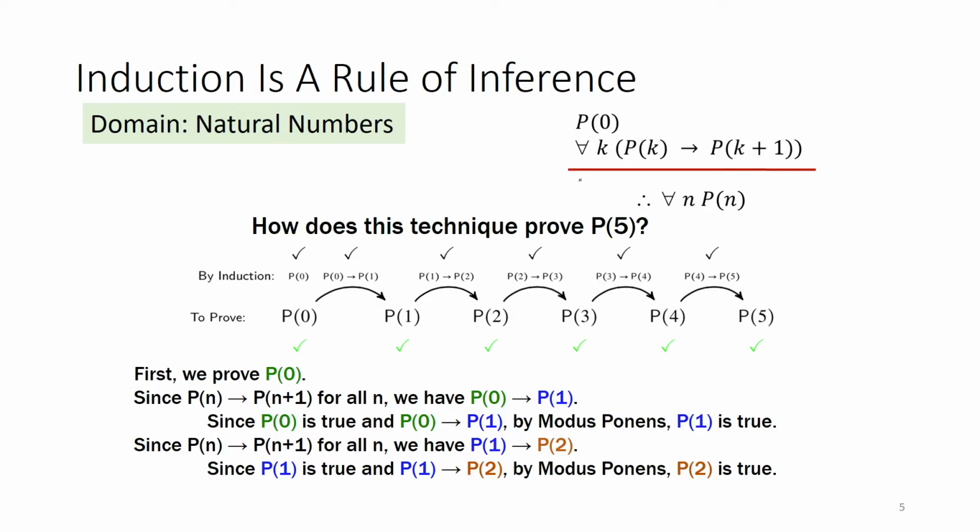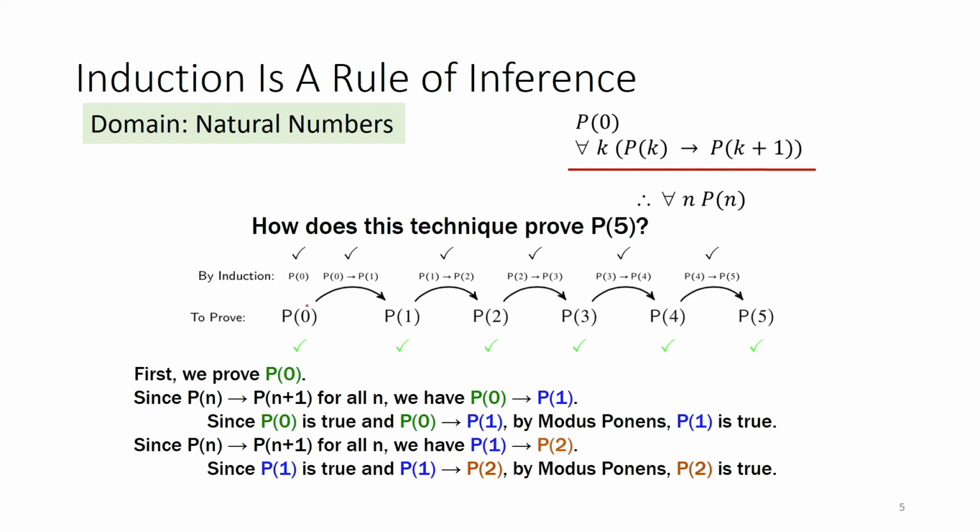induction. This is the rule of inference. P of 0 is true. Then for all k, if P of k is true, then P of k plus 1 is true. So then for all natural numbers n, P of n is true.